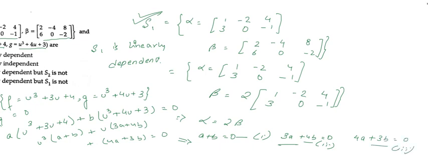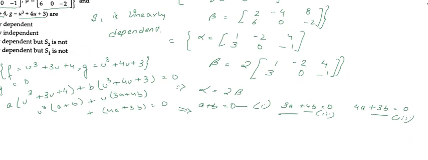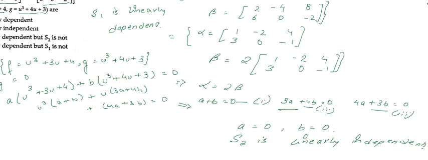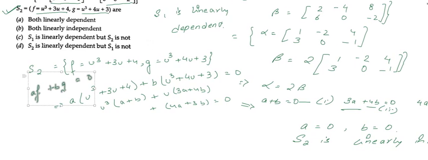So from this we can see that a and b both have values 0. a is equal to 0 and b is also equal to 0. Hence S2 is linearly independent. So we had S1 linearly dependent and S2 linearly independent.